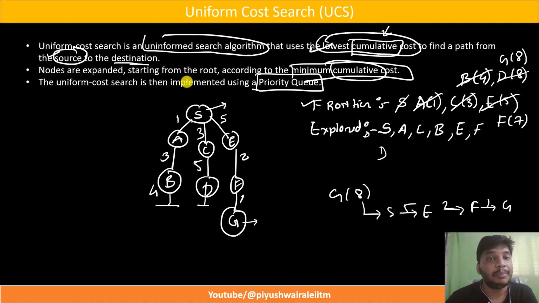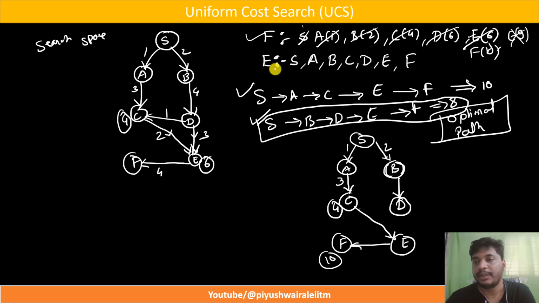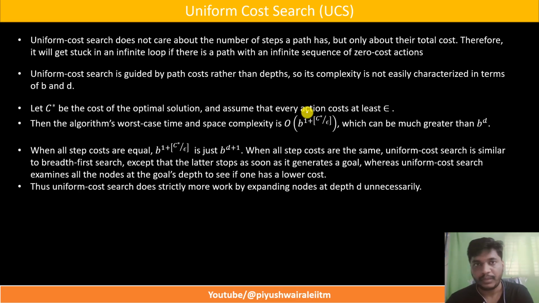The uniform cost search is implemented using the priority queue. Here you can see nodes are expanded starting from the root according to the minimum cumulative cost, right? The path having the lowest cumulative cost will be found and projected first. So in this way, we'll get the optimal path in the case of uniform cost search. I hope you understand this example. I think this graph is clearer on how we can go to a particular node than the previous example. Let me know if you have any doubt in this particular case.